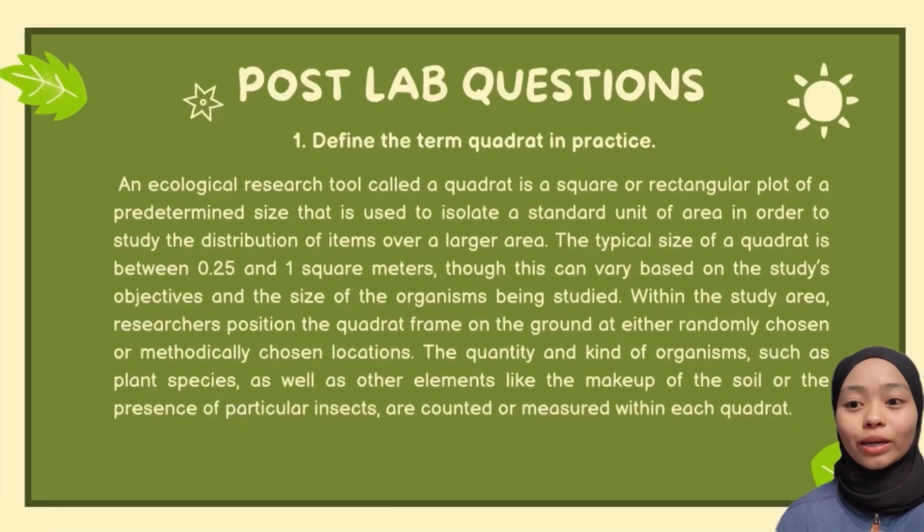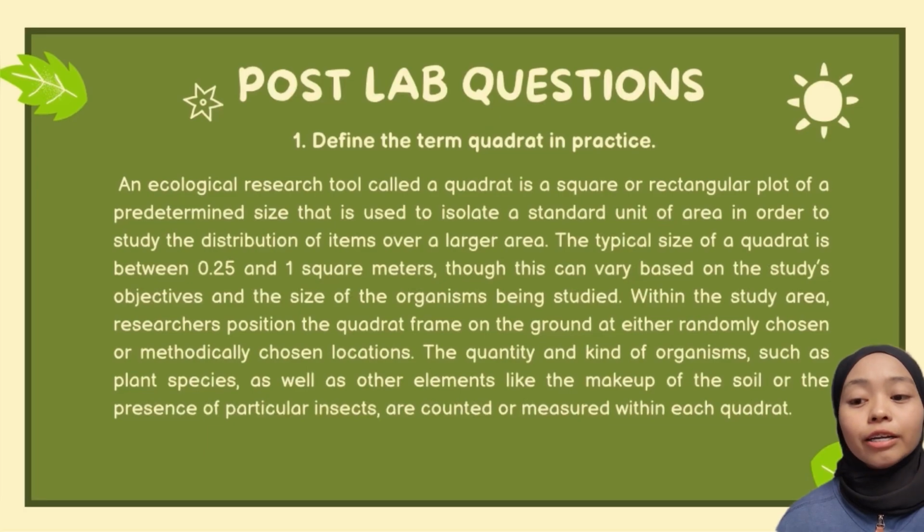Okay, we'll continue with the questions. Define the term quadrat in practice. An ecological research tool called a quadrat is a square or rectangular plot of a predetermined size that is used to isolate a standard unit of area in order to study the distribution of items over a larger area. The typical size of a quadrat is between 0.25 and 1 square meters, though this can vary based on the study's objectives and the size of the organisms being studied.